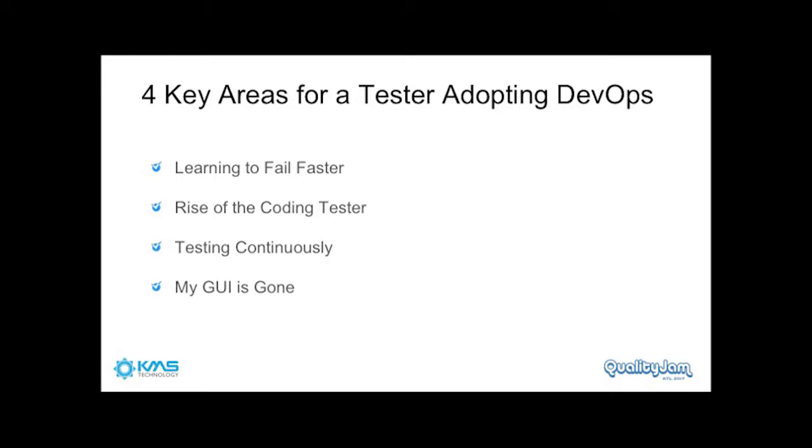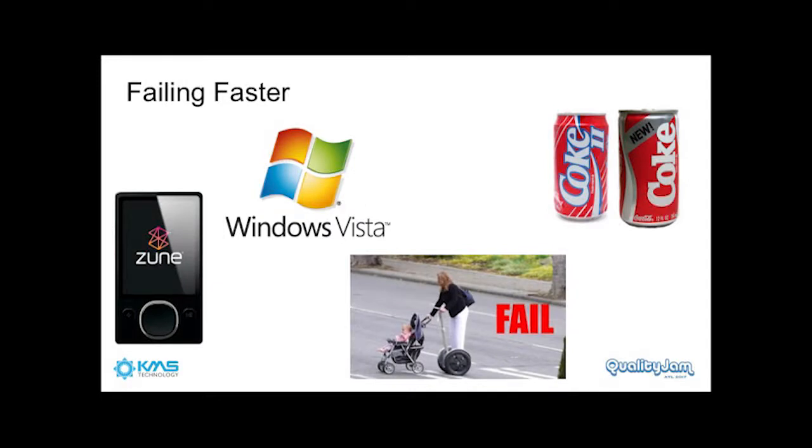And why do I need to now learn to test every step of the process instead of just wait for the developers to hand me the code? And what happens when you don't have a GUI you can rely on? So let's talk about some failures.